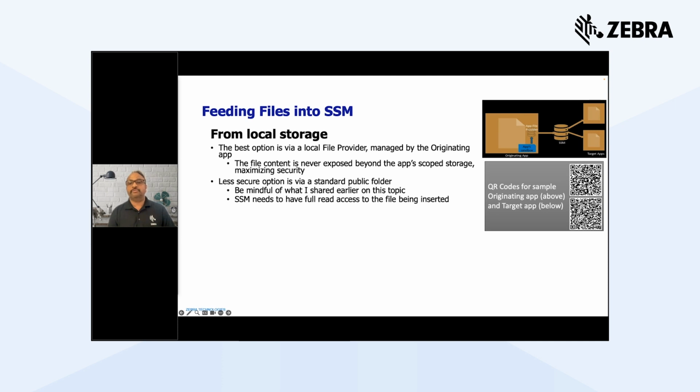No matter which method you choose, it is important to make sure that SSM has read access to the file being inserted. This is because SSM needs to be able to read the file in order to transmit it to the target app. Here are some additional tips for sharing files between apps securely. Use encryption to protect the file content. Use authentication to ensure that only authorized apps can access the file. Use a logging mechanism to track who has access to the file and when.